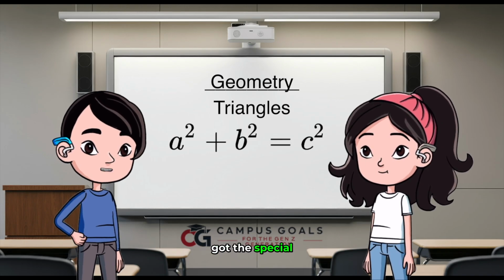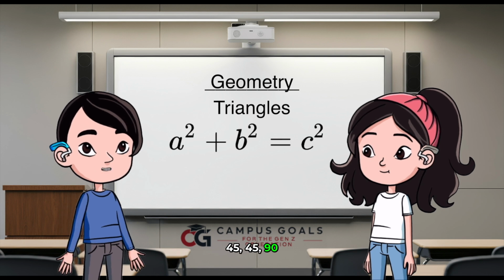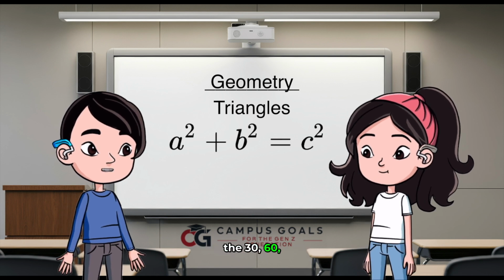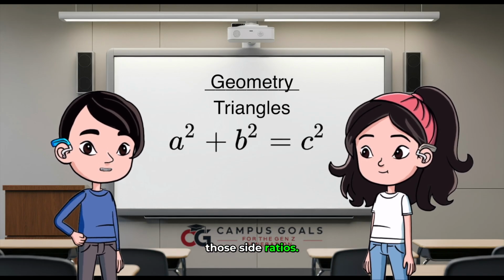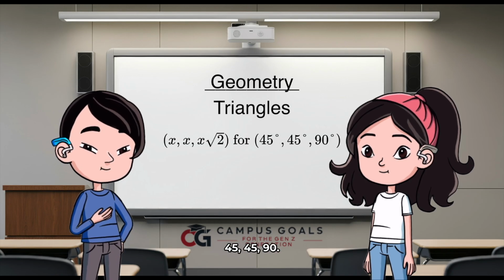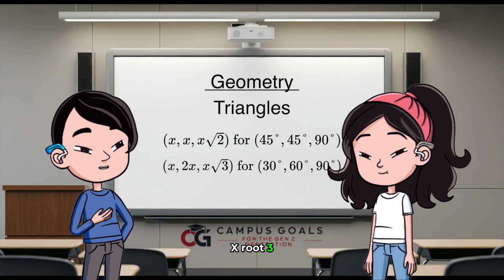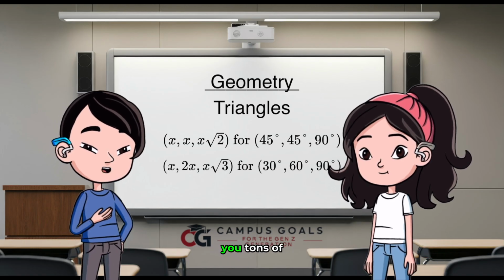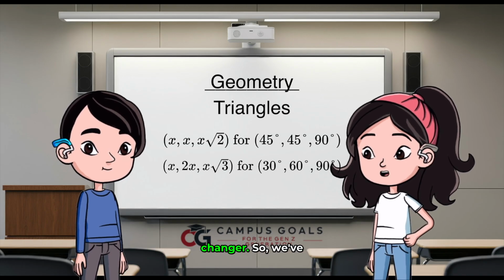Oh, we've got the special right triangles. The 45, 45, 90 triangles. Right. And the 30, 60, 90 triangles. Memorizing those side ratios, x, x, x root 2 for 45, 45, 90, and x, 2x, x root 3 for 30, 60, 90, will save you tons of time. Yeah, those ratios are totally a game changer.